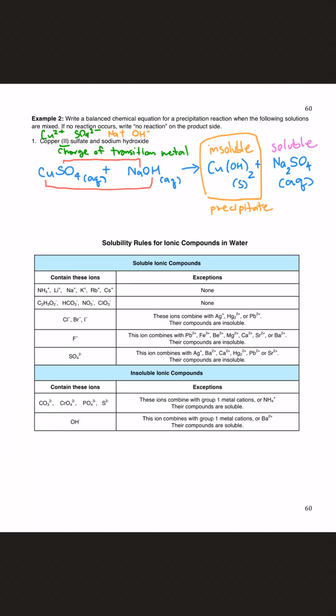Last step of writing out the chemical equation is to balance the chemical equation. As you see on the right side, we have 2 hydroxide and 2 sodium. But on the left side, we have only 1 sodium and 1 hydroxide. Therefore, we will need to add 2 as a coefficient in front of sodium hydroxide. Now, this chemical equation is balanced.